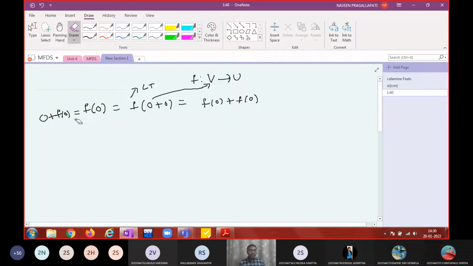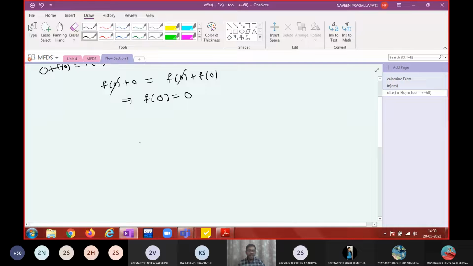Now you see, f of 0 plus 0 equals f of 0 plus f of 0. I can write it in reverse also, because addition is commutative, you know, abelian group. Then, when I apply the cancellation law in a group, f of 0 must be equal to 0. f of 0 equal to 0.